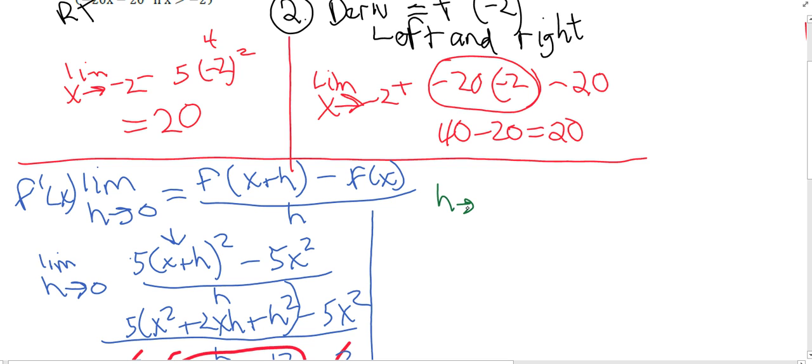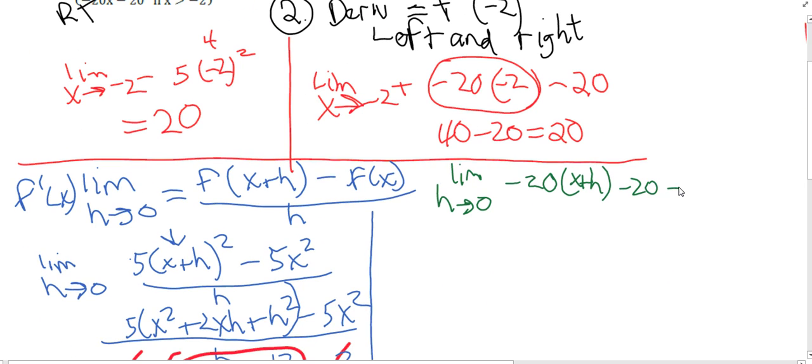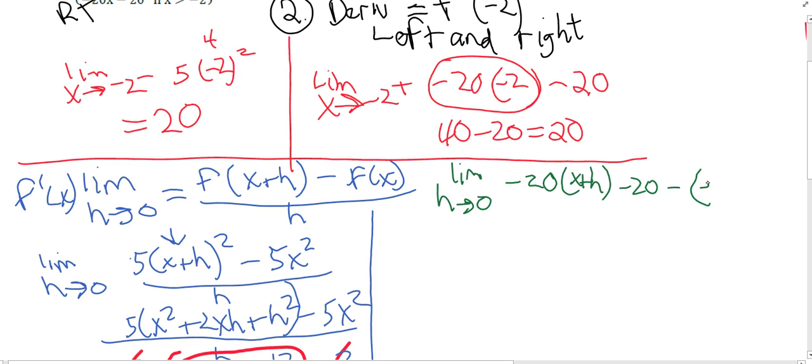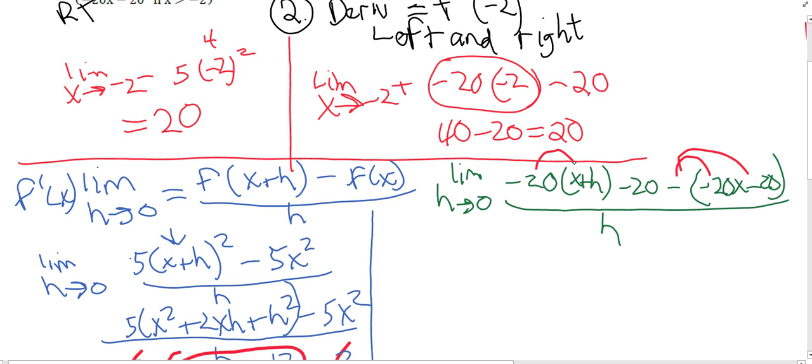Thus the limit as h approaches 0 of negative 20 times x plus h, minus 20, minus, be very careful right here, minus 20x minus 20, all over h. Alright, so we'll distribute our negative to these two terms. And also, we're going to distribute a negative 20 to these two terms. So, word of caution on these negatives, just be careful.